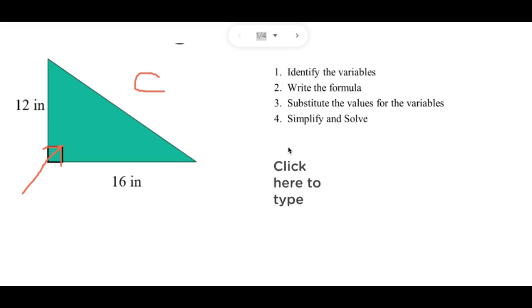So for step 1, A, let's call it 12. And remember, it doesn't matter which one we call this. And then our B, let's call that 16. And we don't know what our hypotenuse is, so we're going to put a question mark. Step number 2. We want to write down our formula. A squared plus B squared equals C squared.